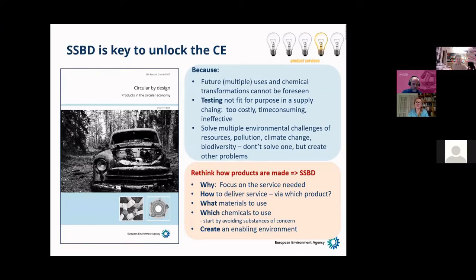And in doing that, we have to think about how products are made. We have to think about why are we creating products, focus on the service. How do we want to deliver the service? By which product? Which materials do we use? Which chemicals do we use? Can we start by avoiding substances of concern? And then we need to create an enabling environment that allows industry to really do the innovation they can. And they will really need a lot of innovation to deliver the same services, but perhaps with less harmful chemicals.